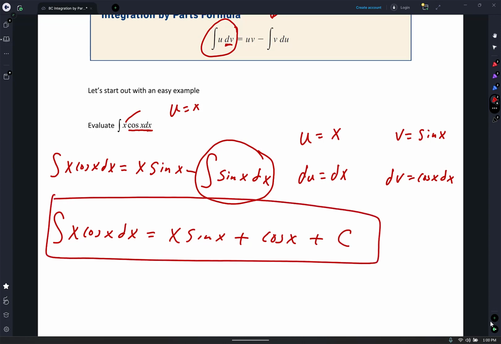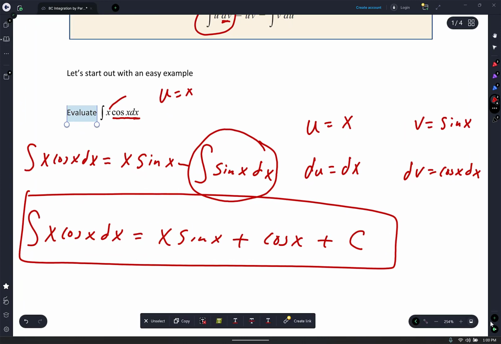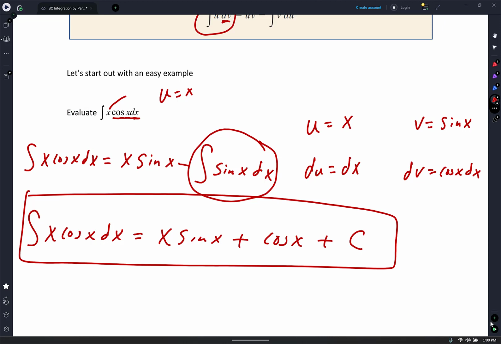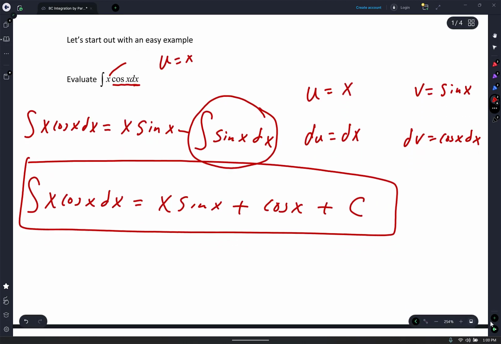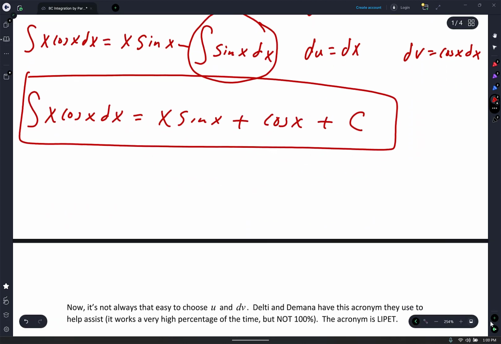Now, of course, it gets more complicated, but we started off with a simple one. Yes, ask. That's the uv part. How do we feel? Do we feel okay, guys?